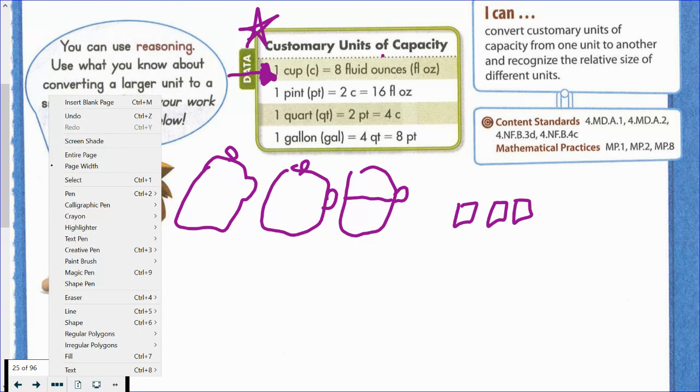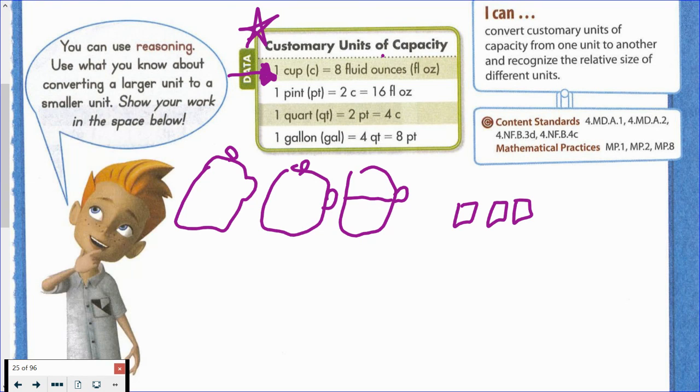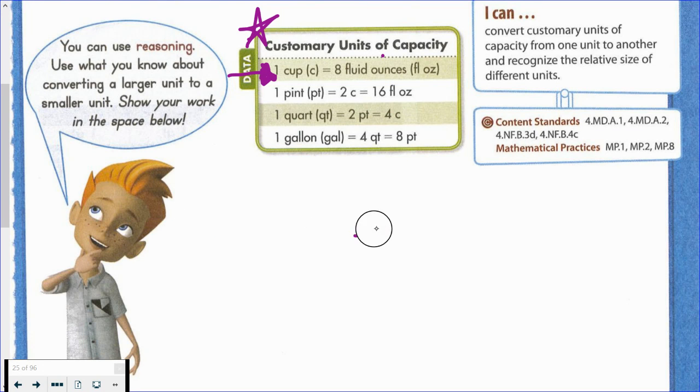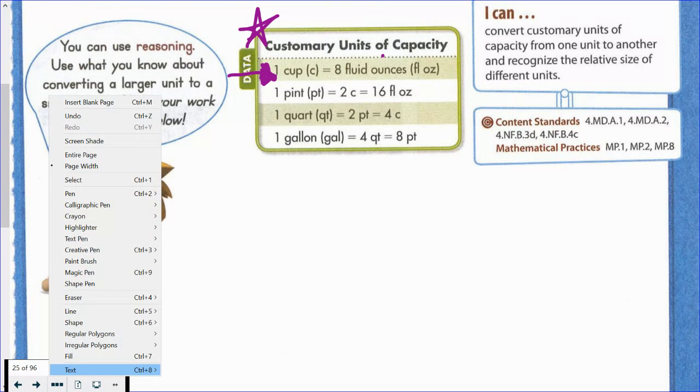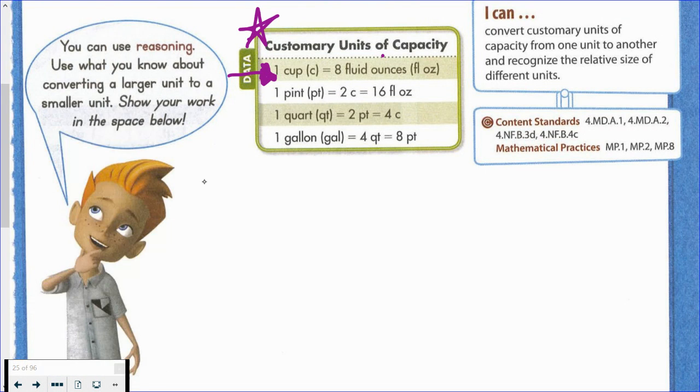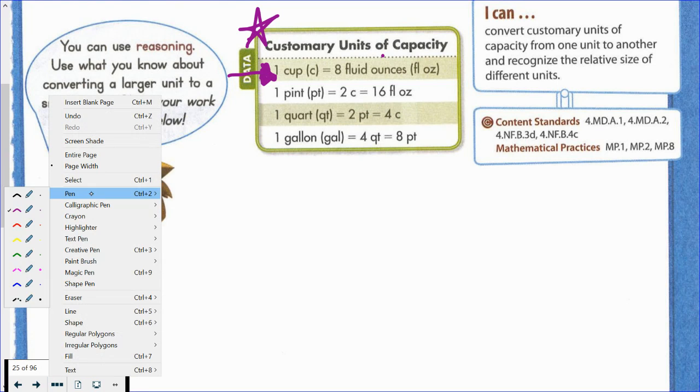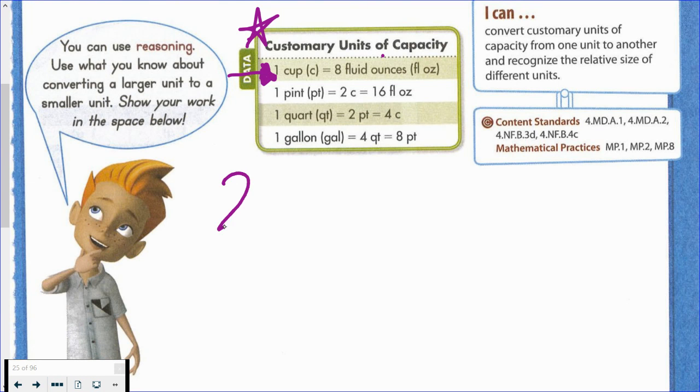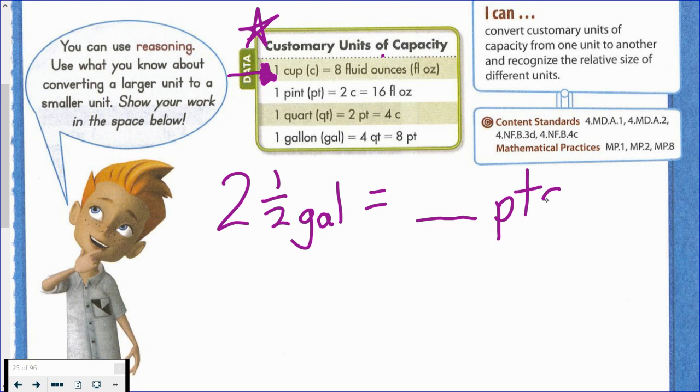So we're going from a larger unit to a smaller unit. Okay, so when we go from a larger unit to a smaller unit, I want you to think carefully and notice what happens to our numbers. So we are taking 2 1/2 gallons, and we are trying to figure out how many pints that is.